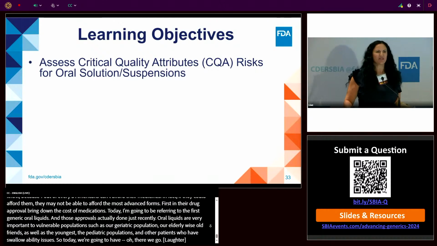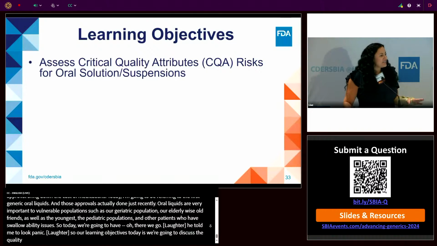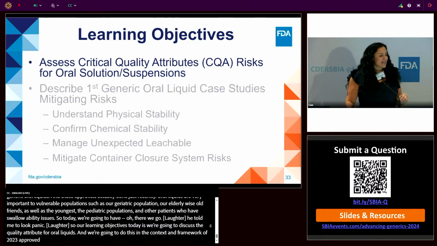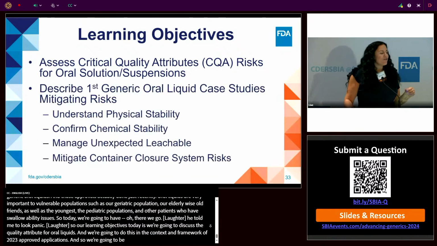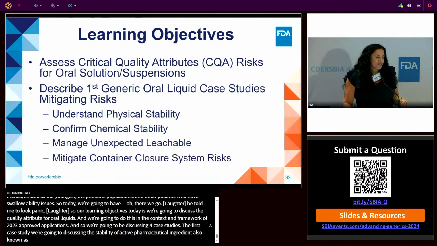So our learning objectives today are to discuss the quality attributes for oral liquids. And we're going to do this in the context and framework of 2023 approved applications. We're going to be discussing 4 case studies. In the first 2 case studies, we're going to be discussing the stability of an active pharmaceutical ingredient, also known as an API, or actives. And so in the very first case scenario, we're going to be discussing physical stability.